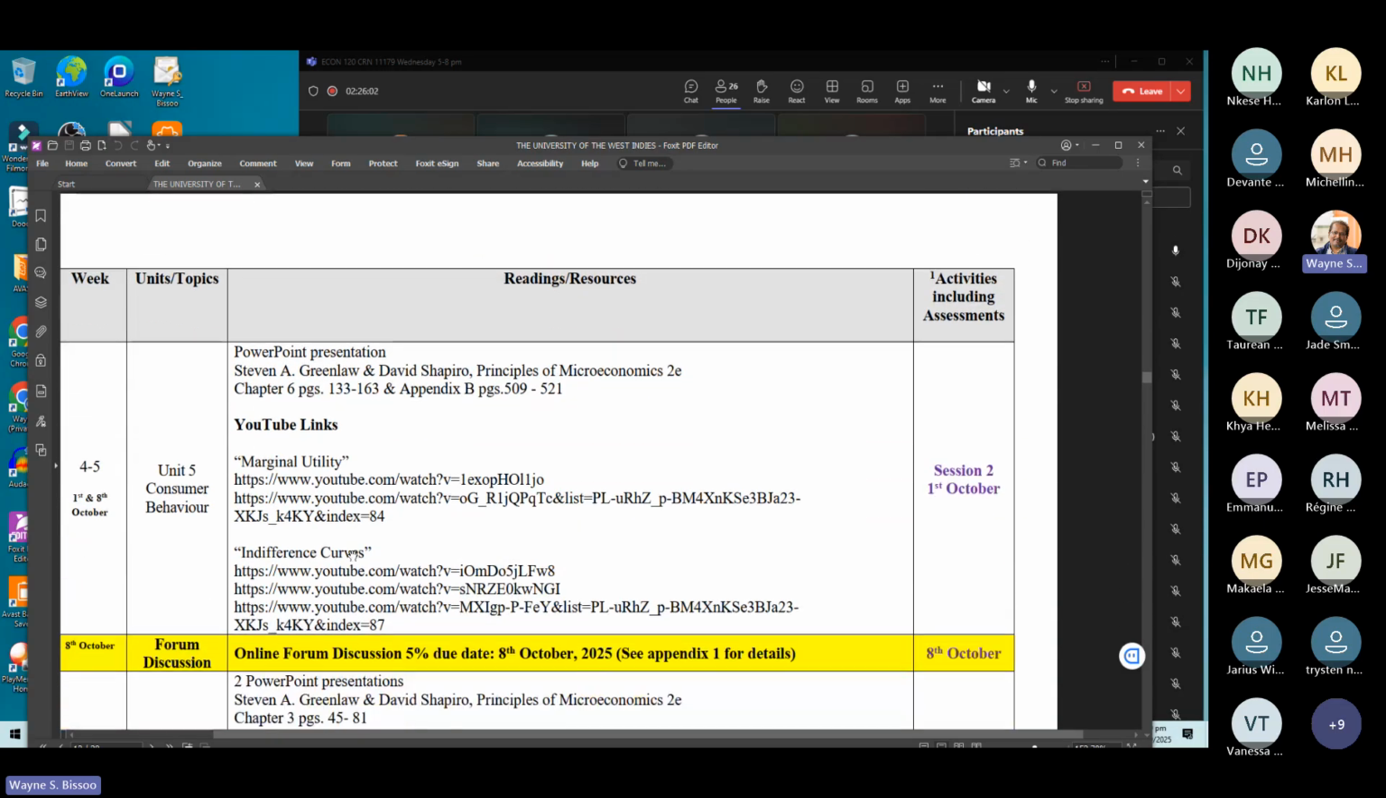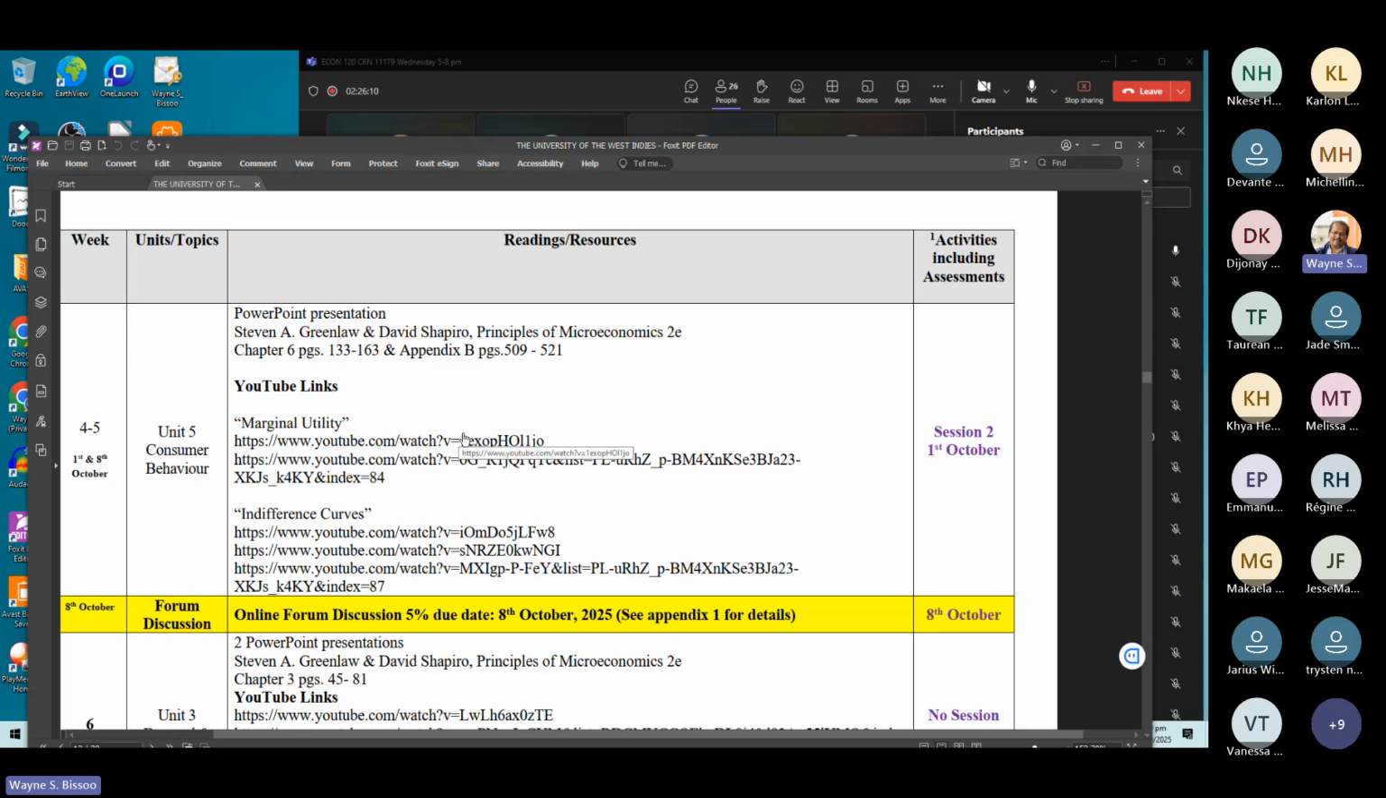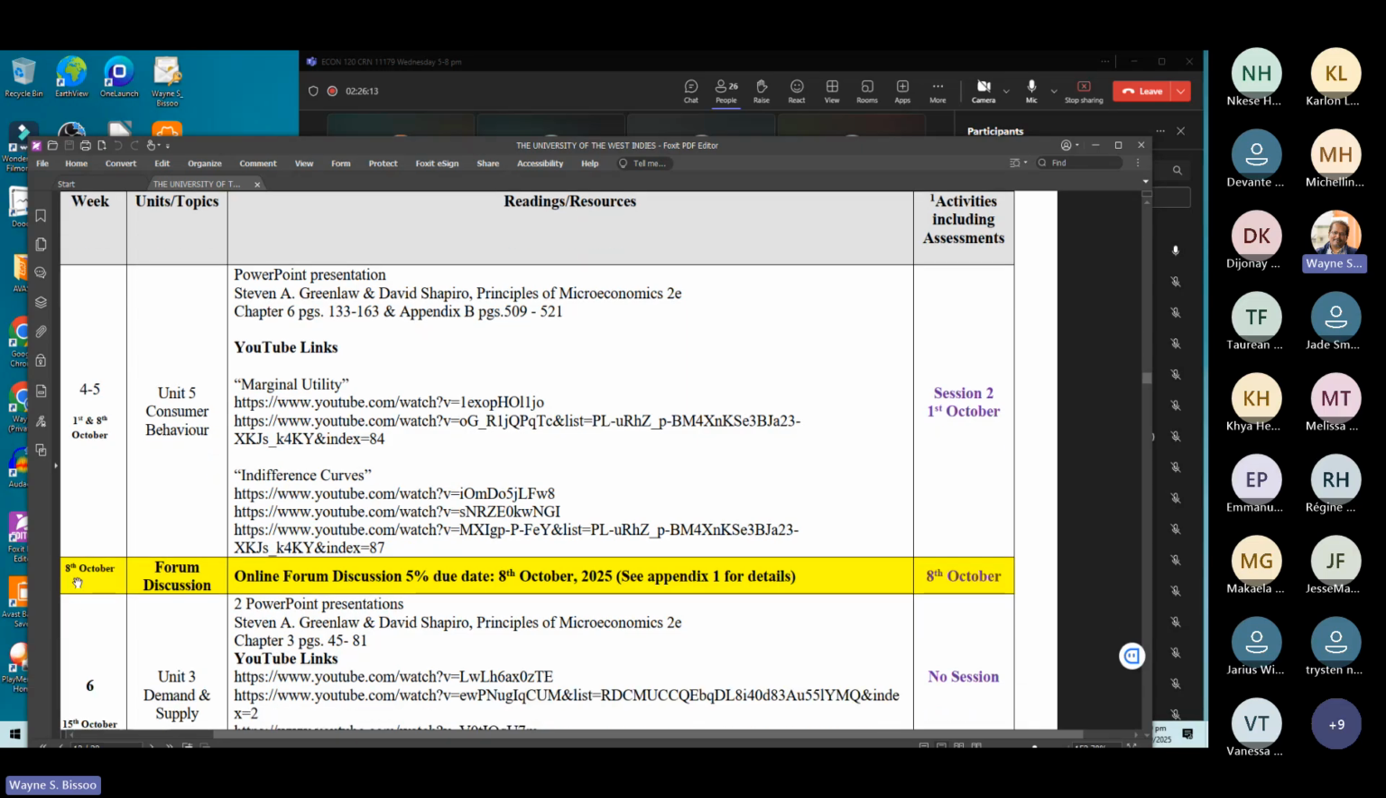Weeks 4 and 5, the 1st and 8th of October, you should be tackling Unit 5 because I expect it will take about 2 weeks to deal with this. In the meantime, however, you should also be working on the forum discussion because by week 5, you should be posting your forum discussion submissions into the thing. So the deadline for this is midnight on the 8th of October. So you have to work on multiple fronts to work on these things.